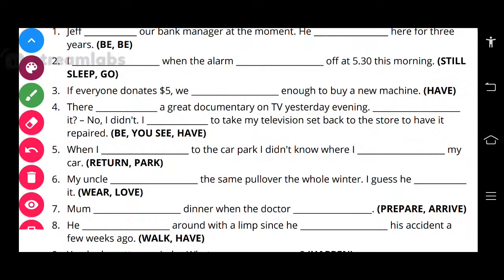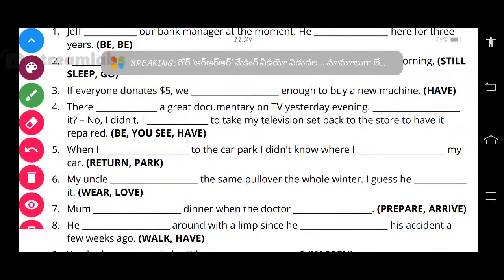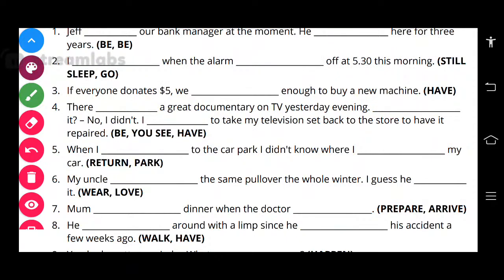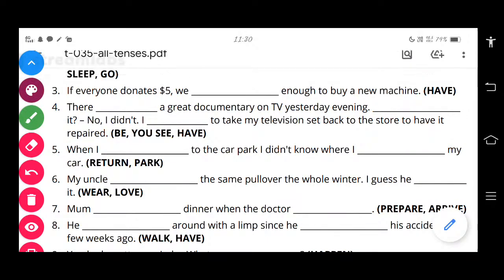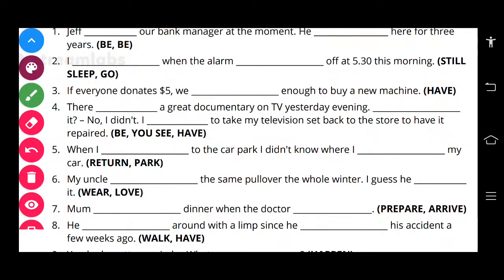Fourth example. Look at the fourth example. There dash a great documentary on TV yesterday evening. On TV, you have to remember. When we are talking about watching something, we generally should not say in TV. We have to use on TV. So today it is going to be a nice movie on TV. We have to say on TV. Okay, right, there dash a great documentary on TV yesterday evening.